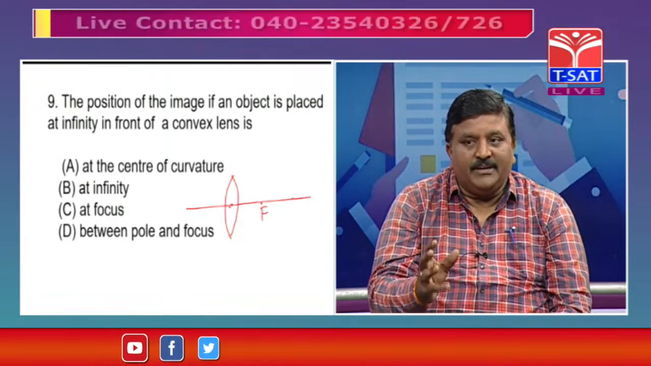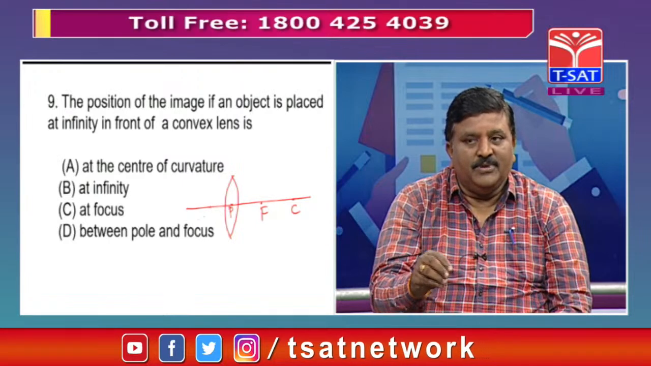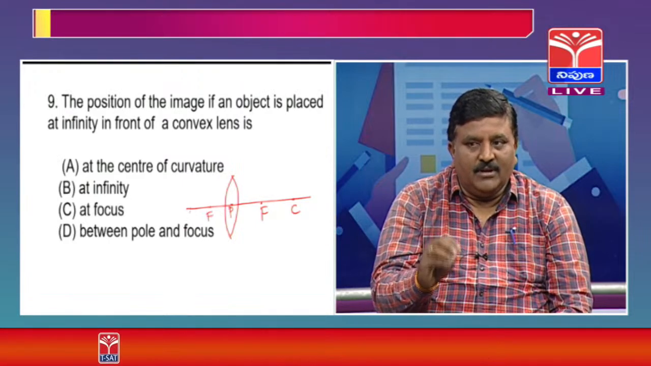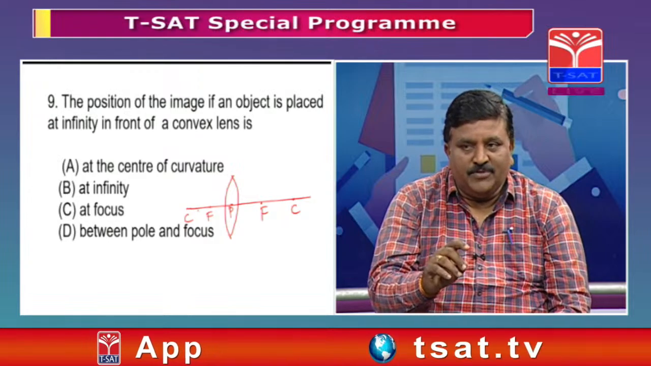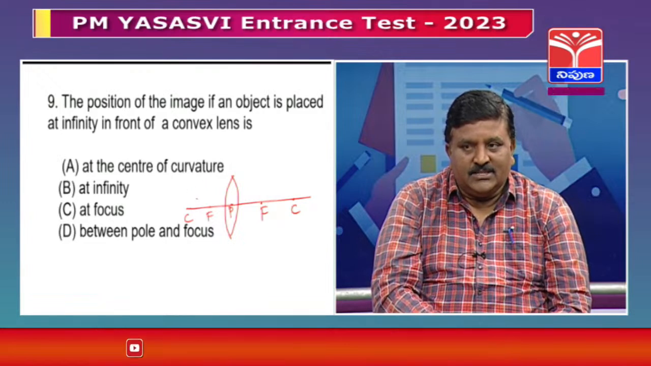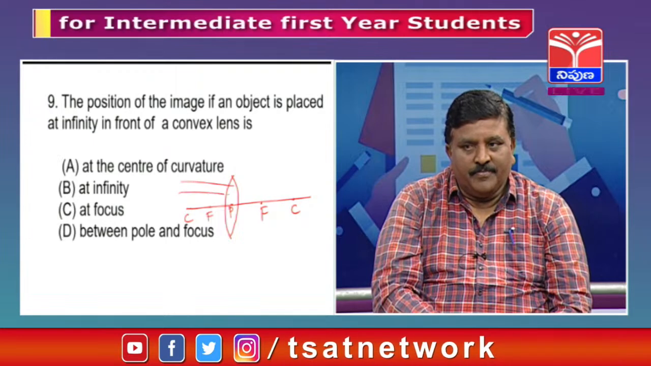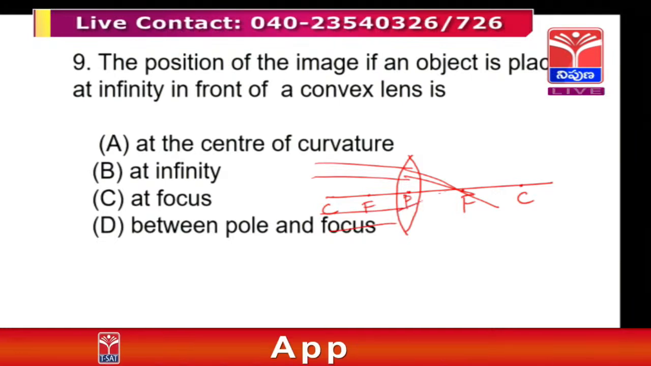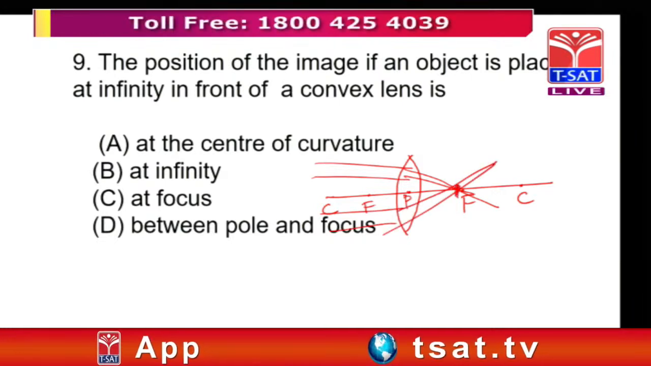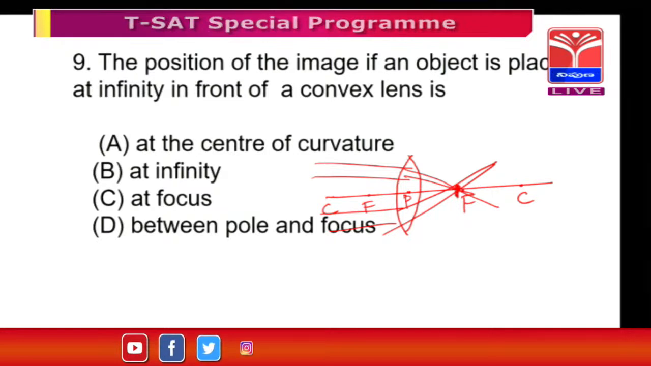So if you are perfect with the object positions, image characteristics and image positions, you will get the answer. The rays are coming from an infinite distance, that's why they will converge at F. So that is called the focus. If you know about the ray diagrams, then you can identify the answer.